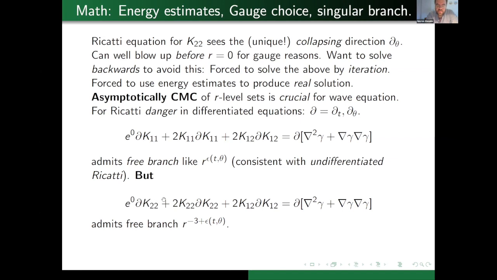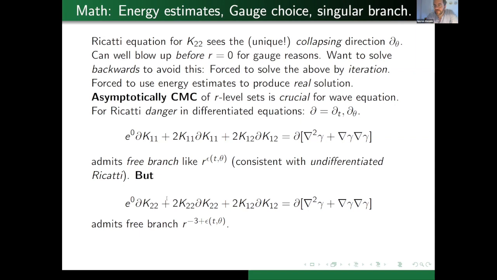Now, let's look at the focusing, the branch that sees the collapsing. From ODE theory, that had a unique solution. If you're able to reach that without gauge breakdown, there's only one solution that does that. But you need to differentiate that equation also. And now, the differentiated equation is linear in the first derivative, and it admits a free branch, which is way too singular. So it's singular like r to the minus 3 almost, whereas the leading order behavior I expect is r to the minus 3 halves.